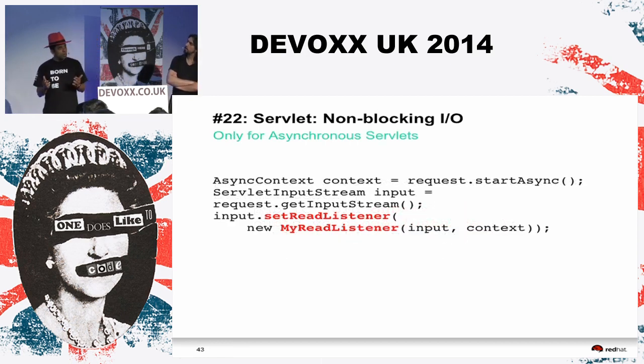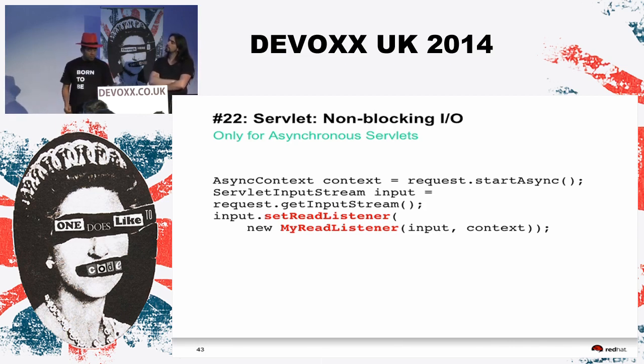So this way, your thread is not blocked. You're parking the thread so that it could be used for something else, and when there is data available to read or write, you actually do the read and write. This only works on asynchronous servlets because that's where you can actually suspend the thread and resume it. Otherwise, it's anyway blocking on the server side. So you just simply set the read listener or write listener.